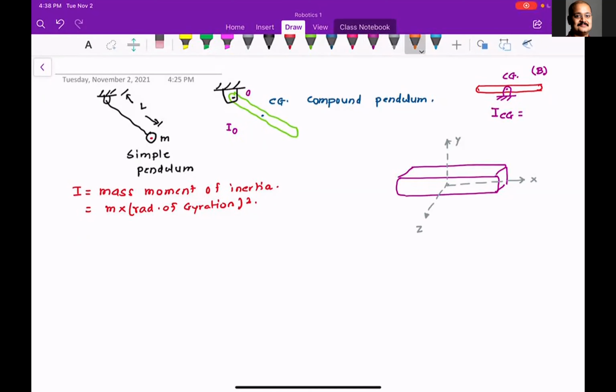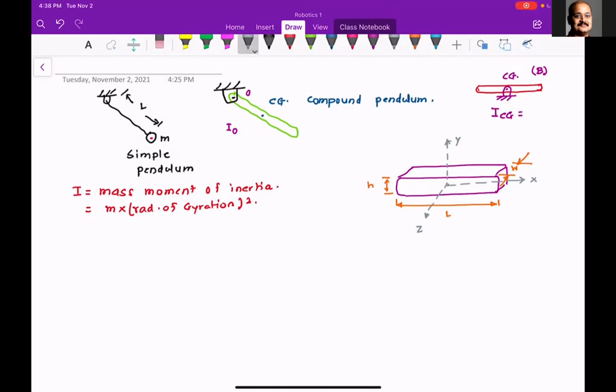Now I want you to visualize that this slender rod has 3 dimensions. If this has this dimension L, this dimension say H, and this dimension W. So this is a 3-dimensional slender rod.